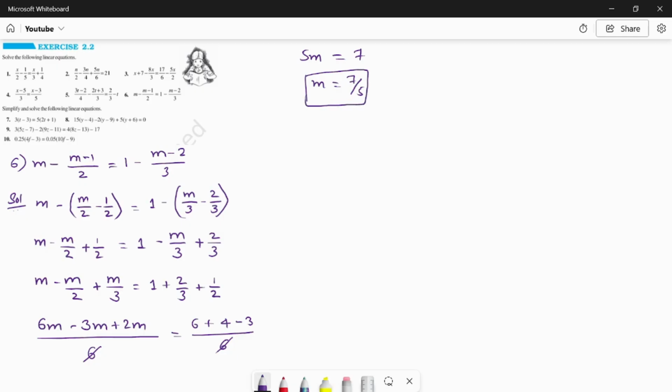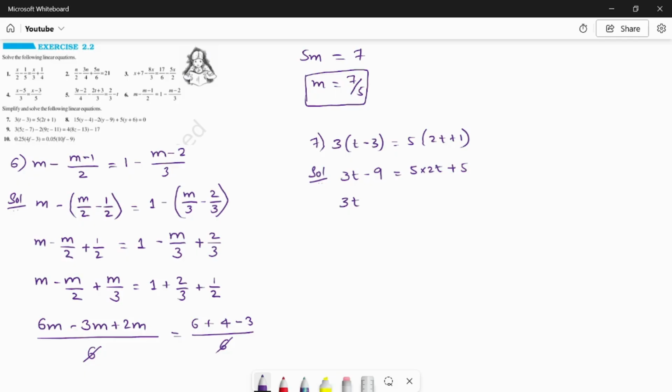Now, seventh question. 3(t - 3) = 5(2t + 1). Now, here we have to multiply 3 with t minus 3. So, it becomes 3t - 3 threes are 9, that is equal to 5 into 2t plus 5 into 1 is 5.